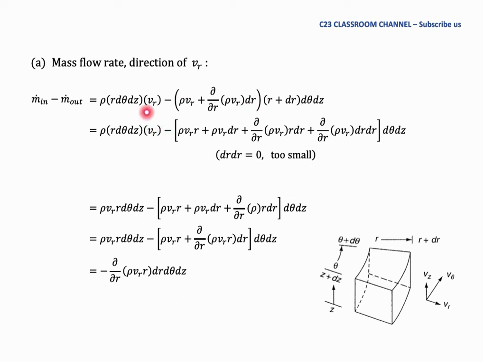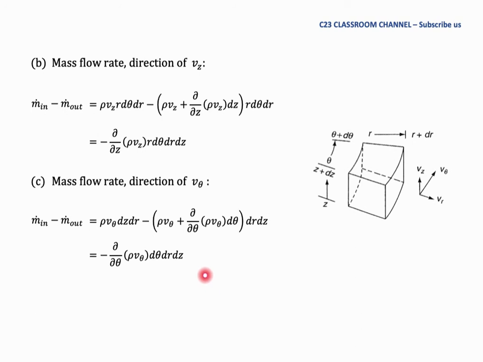So we solve this equation. At the same time, we can neglect very small values. For example, dr times dr we can assume is equal to 0 because it is too small. Then we can simplify this term into negative del over del r of rho VR r dr d theta dz, for the total mass flow rate in the R direction. Please try to do this at home.